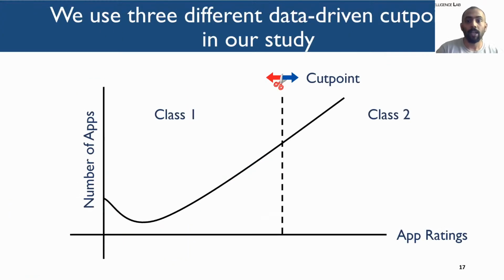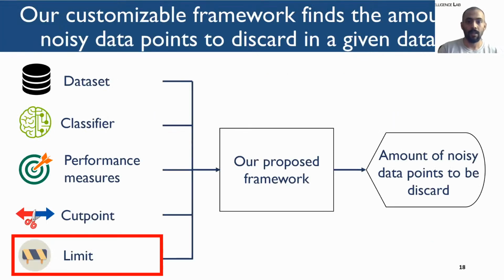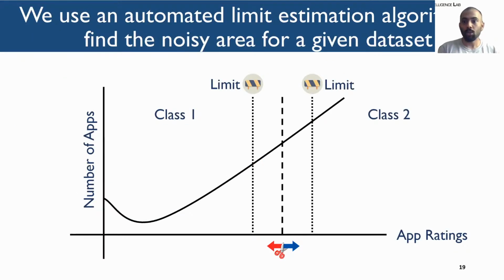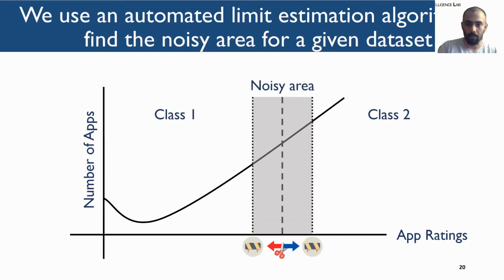And for cut points, because we lack the deep domain expertise for many of these data sets, we chose 3 data-driven cut points, and we studied the impact of the discretization noise generated by these different cut points. And finally, as I told earlier, we need to determine a limit or the amount in which the noisy area exists around the cut point. So we use an automated limit estimation algorithm to determine the amount of noisy area around the chosen cut points. There's more details about this in the paper. And we call this area the noisy area.